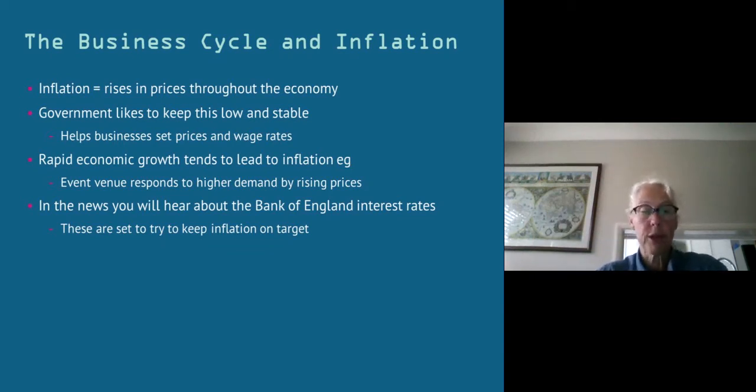And if we have a period when there's rapid economic growth, this tends to cause inflation. So if you put it into an example I've given there of an event venue, what you might see is in a period of rapid growth, you might see there being high demand for events at that venue, and therefore you can raise prices, and that leads to further inflation. So you will often hear in the news about the Bank of England interest rates, and these are set to try to actually keep inflation on target. So listen out for news on that.